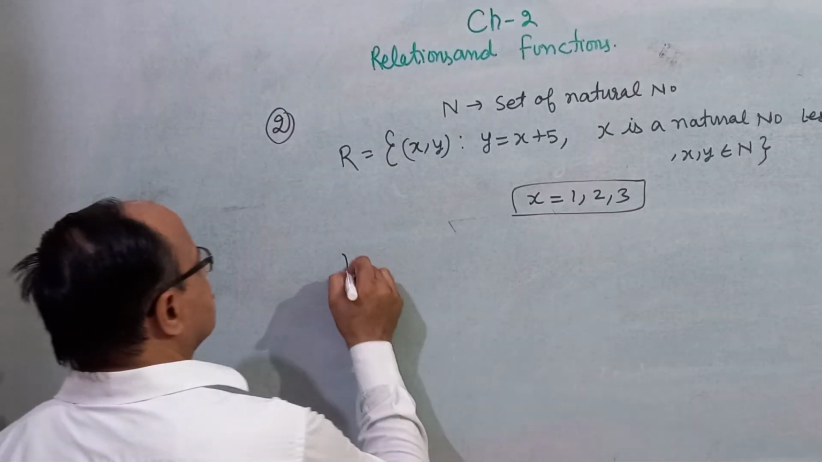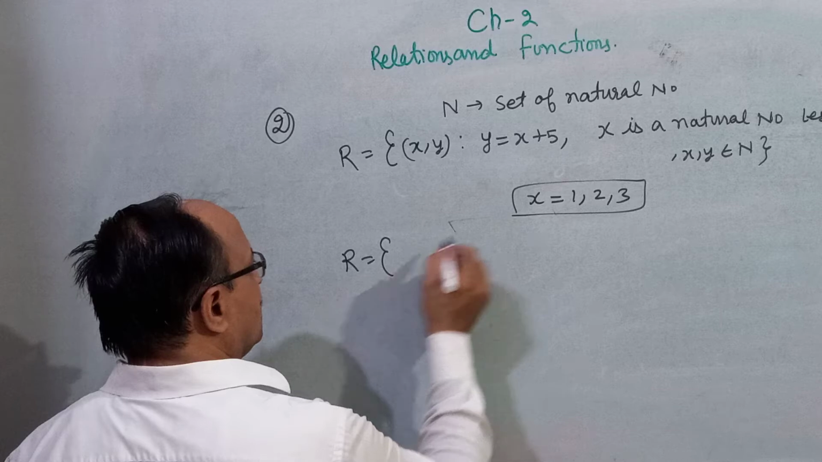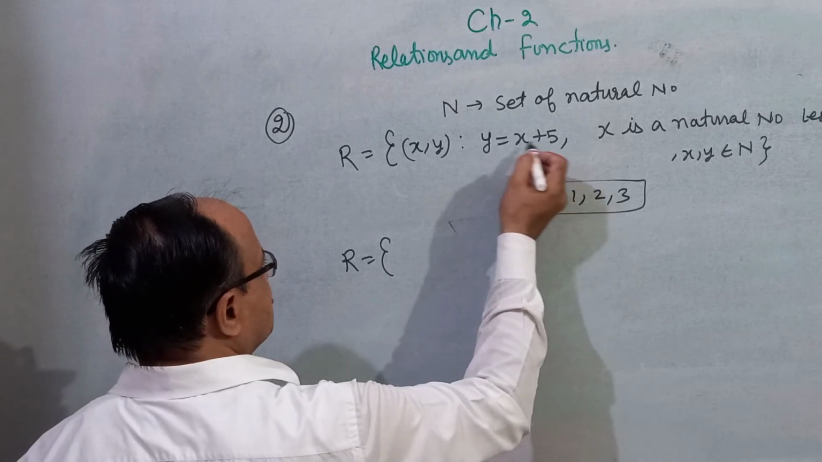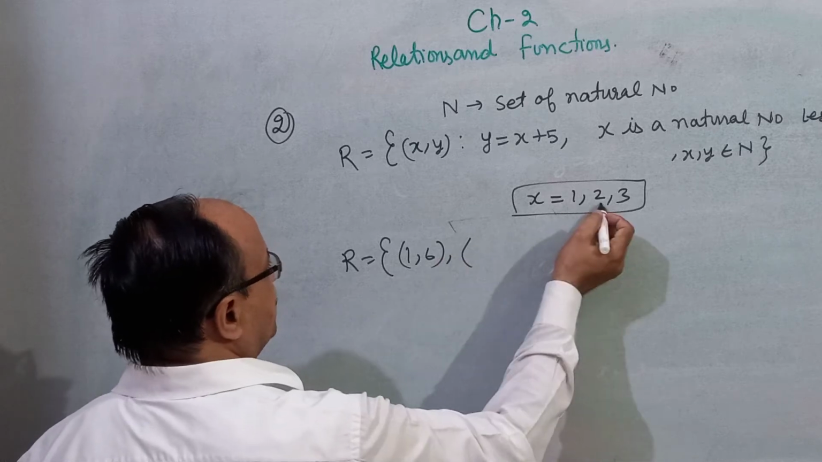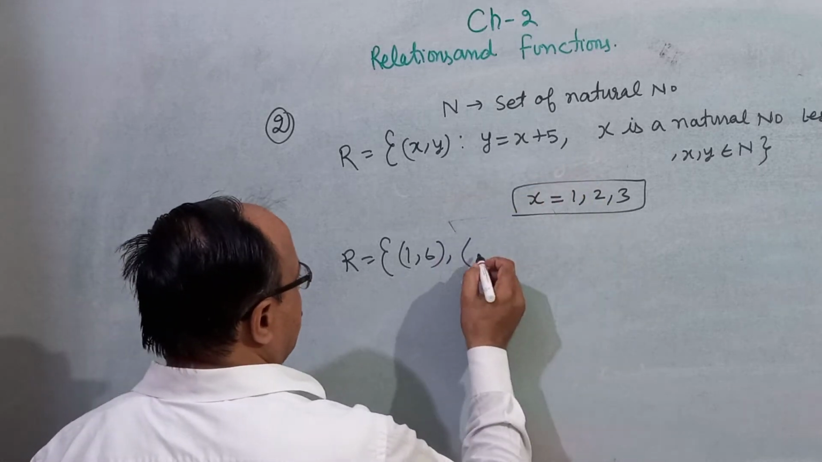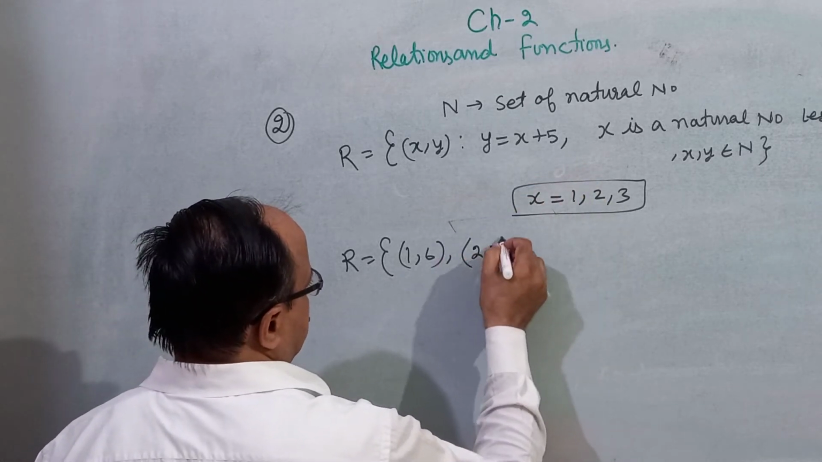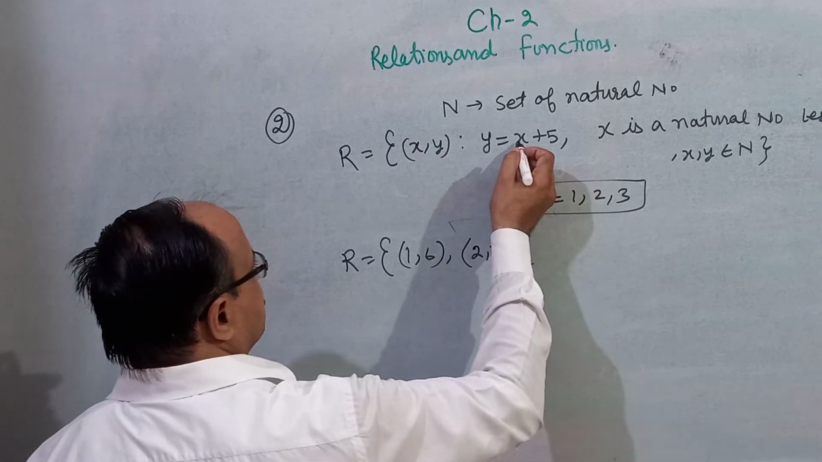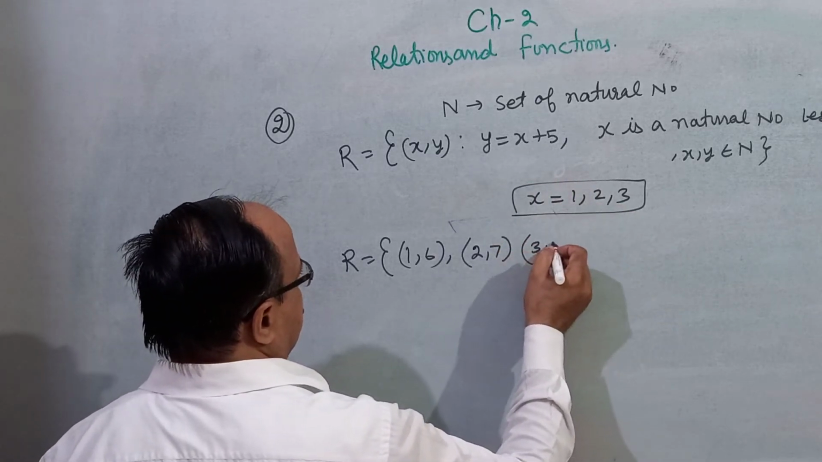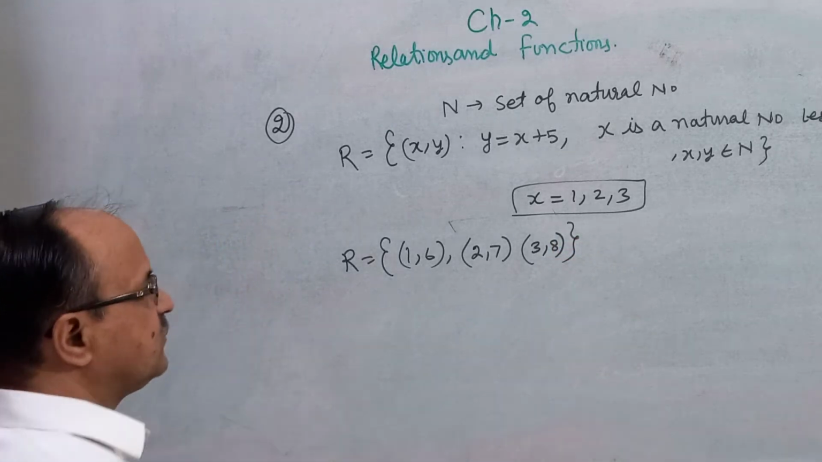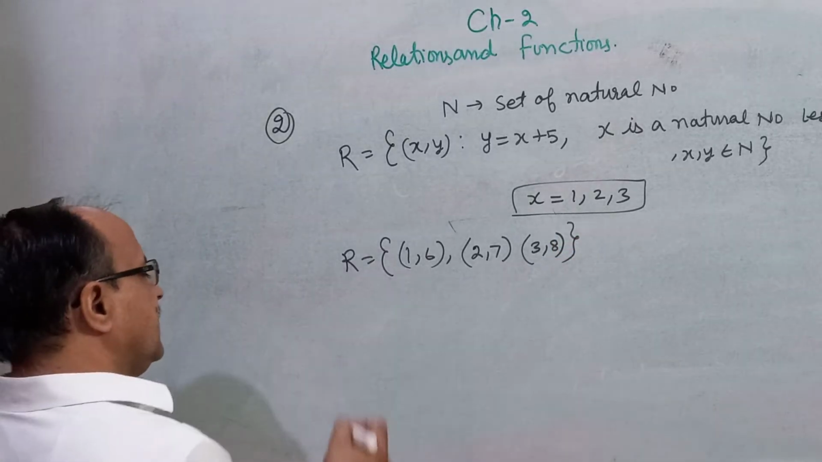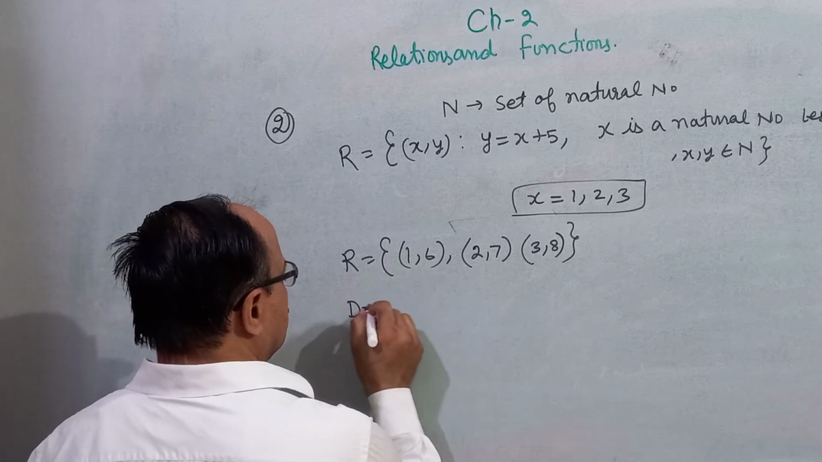When you put 1 here, 1 plus 5 is 6, so (1, 6). When you put 2, 2 plus 5 is 7. When you put 3, 3 plus 5 is 8. This is the roster form of this question. With the help of this you can find the domain.